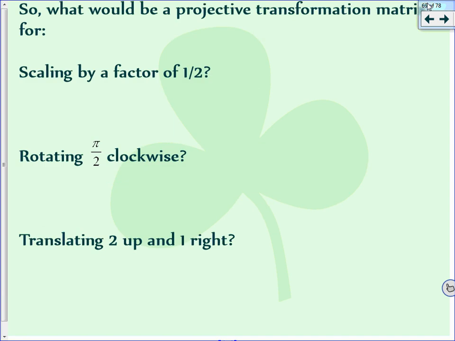Okay. So if we wanted to do a projective transformation matrix, we're scaling by a factor of 1/2. Let's say we're scaling both the x and the y coordinates. A in R2 would be 1/2, 0, 0, 1/2. But since it's a projective transformation matrix, it's a 3 by 3 that projects 1 unit above the XY plane. So that's what that looks like. Questions on that?